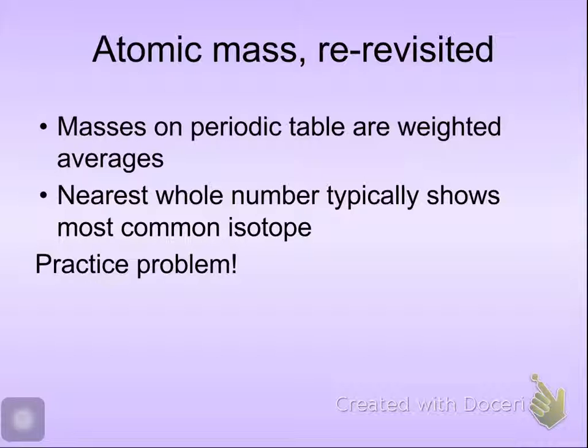Usually, the thing that I think you're taught as freshmen is round to the nearest whole number. Is that what you guys were taught? Just round it. Makes me crazy. The nearest whole number usually is the most common isotope. It's not 100% foolproof. There are cases where the two most common isotopes are 56 and 58, and when you average the masses, you get 57.3. Well, no, 57 is not the most common isotope.